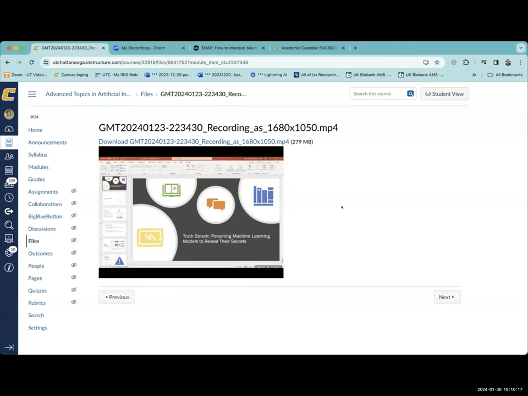The issue is that Canvas actually has a storage limit. Each video will be a few hundred megabytes. I don't know how many videos we can put there, but we'll worry about it later. Now it works. Okay, everyone, any other questions?